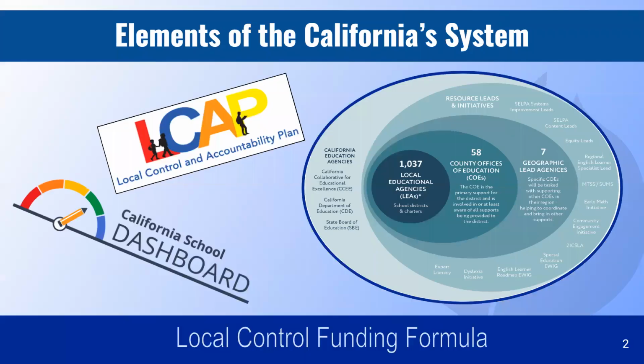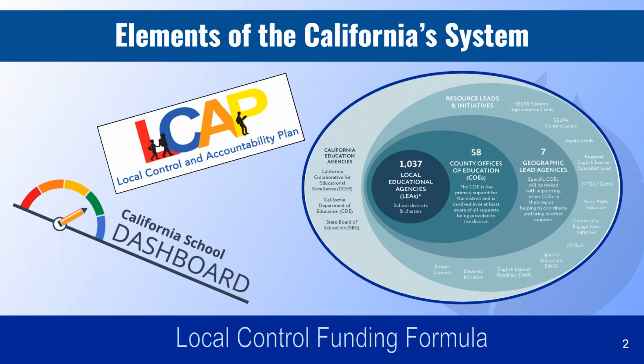With the inception of the Local Control Funding Formula, or LCFF, nearly a decade ago, California's system of support began to evolve. As part of LCFF, local educational agencies, or LEAs, which includes school districts and charter schools, are required to write a local control and accountability plan, or LCAP, to describe how they are expending resources to support students.